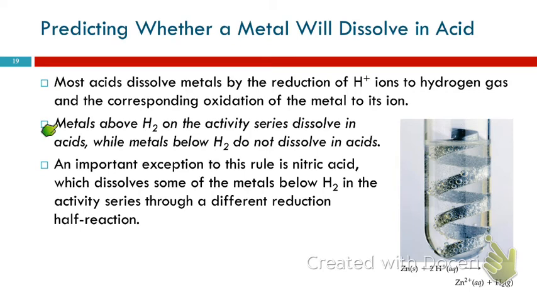So metals that are above hydrogen on the activity series will dissolve. Metals below do not dissolve. We're going to treat hydrogen as one of the guys, even though hydrogen is a nonmetal. It's a little conflicted. So here's zinc, and hydrogen's got the girl, and so we can predict whether this reaction will occur, because if zinc is higher on the list, the reaction occurs. If zinc is lower on the list, nothing's going to happen. There's one important exception.